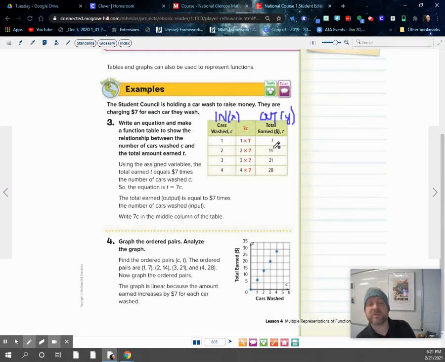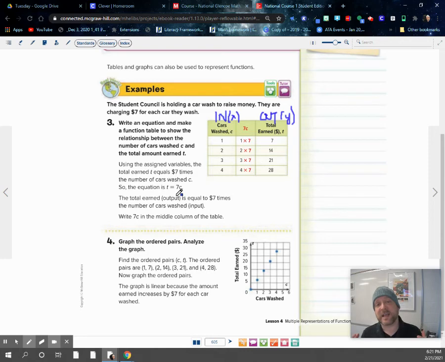And again, we could just plug these numbers in. So the input would be 1 for one car. 1 times 7 would give us $7 as an output. For 2 cars, well, there's $7 for each car that gets paid in. That would be $14. So again, we're multiplying our input by 7 to get our output. Or if we were to write this table out, 7C, of course, would be our rule or our equation. 7C equals T.